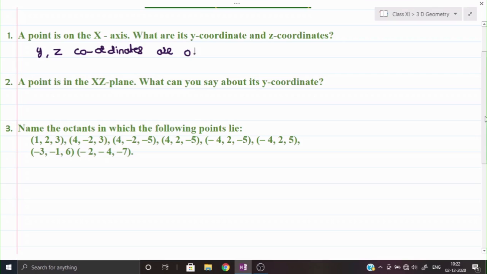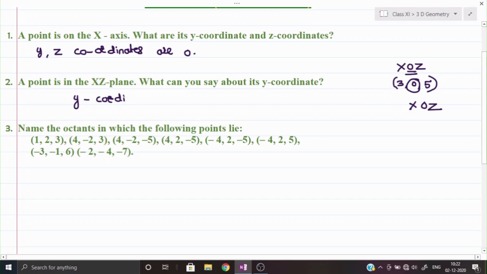A point is in the xz plane. Xz means you can assume it is the XOZ plane. O here means the origin. So what can you say about its y coordinate? I have explained to you that if a point has the coordinates 3, 0, 5, then it will definitely lie in the XOZ plane, meaning its y coordinate is already 0. So here we can say that the y coordinate will be 0. This is your second question's answer.